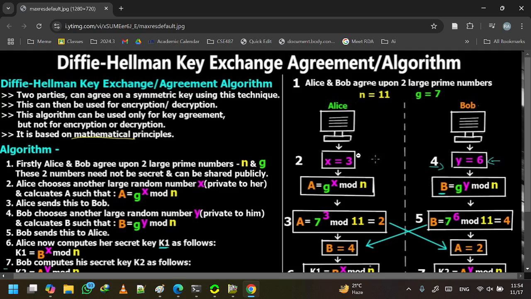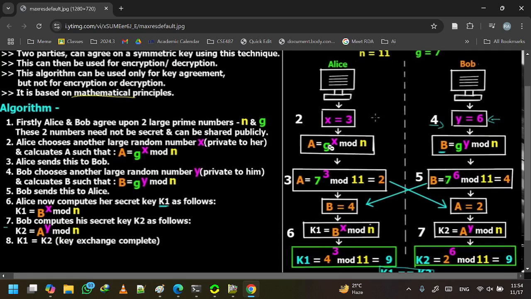So Alice will raise the generator to her secret number. So it will be g to the power x, then modulus n, mod n, and Bob will do the same, g to the power y mod n.